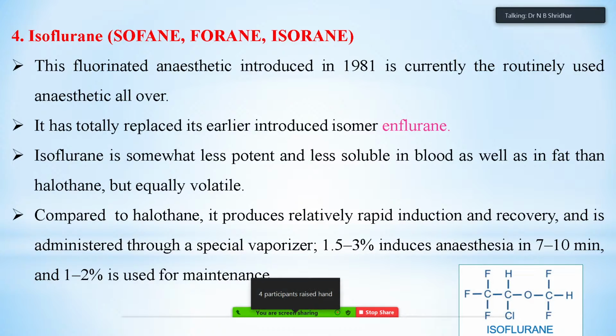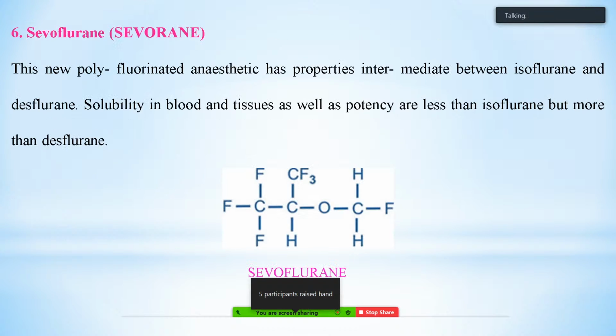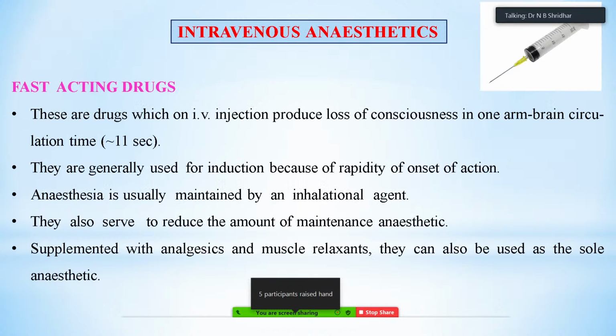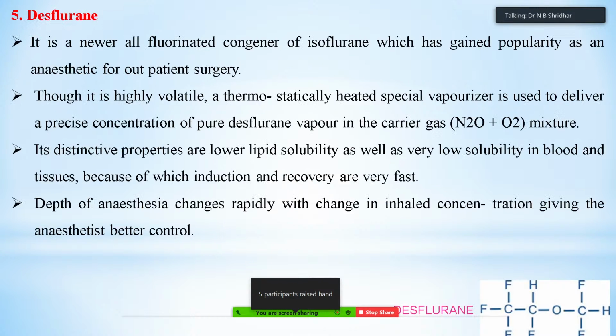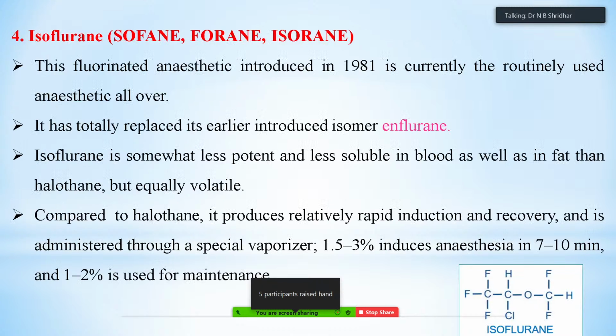Apart from this, isoflurane, desflurane and sevoflurane are also important anesthetics. They are very commonly used. Isoflurane is a fluorinated anesthetic introduced in 1981 and is currently a routinely used agent. It is somewhat less potent and less soluble in blood as well as in fat than halothane. Compared to halothane, it produces relatively rapid induction and recovery and is administered through a special vaporizer.